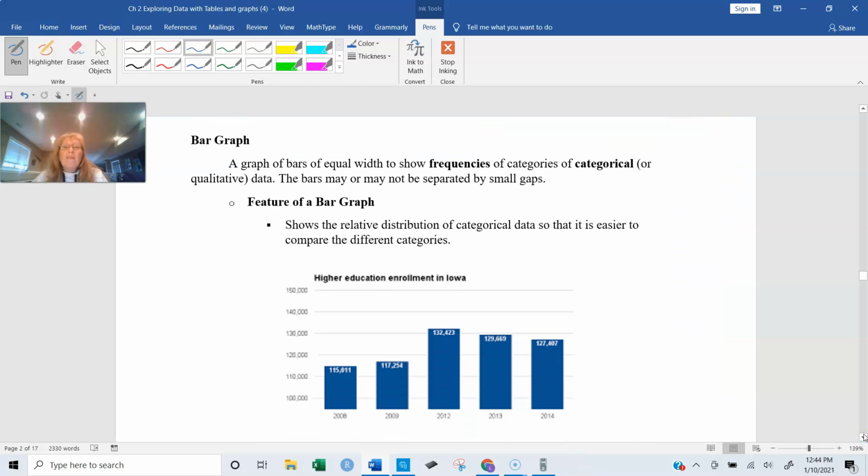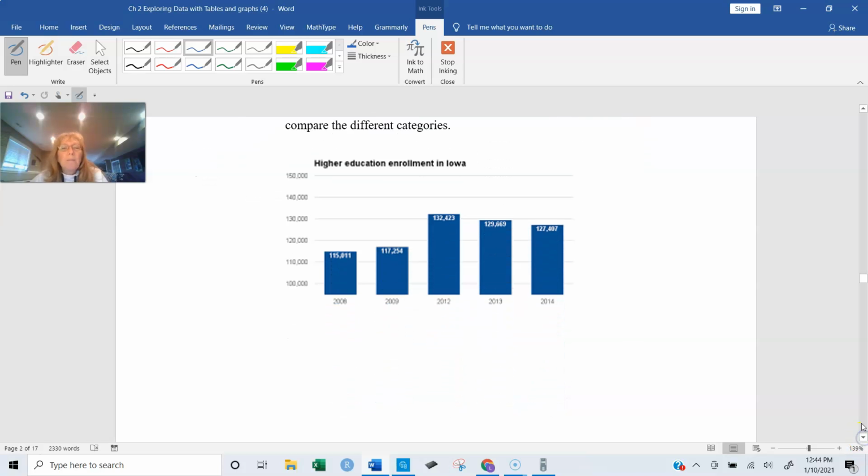Okay, a bar graph. Now, it's very similar to a frequency chart, all right? So it shows frequency of the category, or we can also do it by categories, like how many people like Iowa, then Iowa State, then Nebraska, and that type of thing. The bars may or may not be separated by small gaps. It doesn't matter. The one thing to recognize is it does not include your boundaries like our frequency chart did.